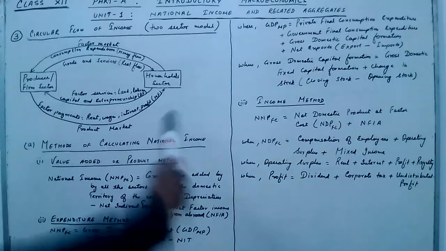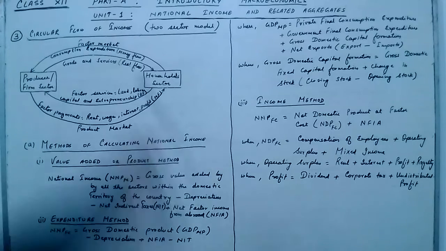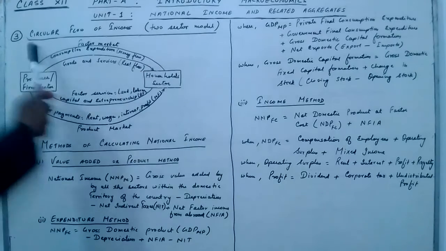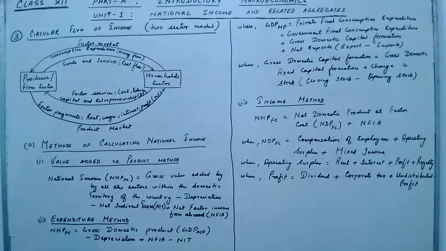This whole is called the factor market, and this whole process is called the two-sector model of the circular flow of income.